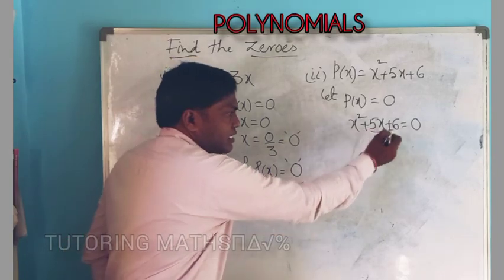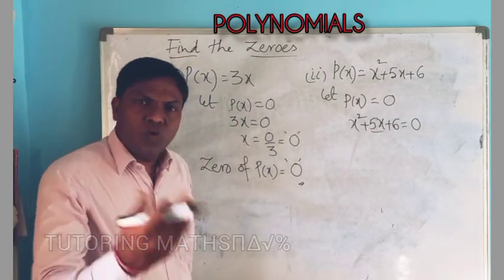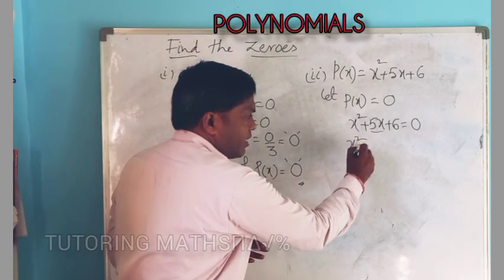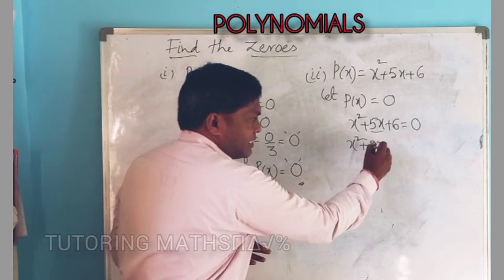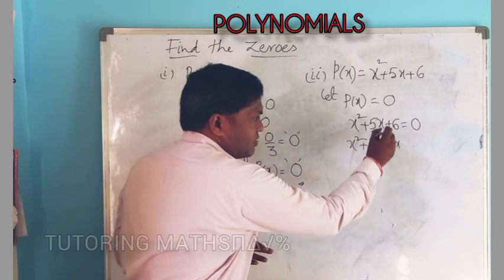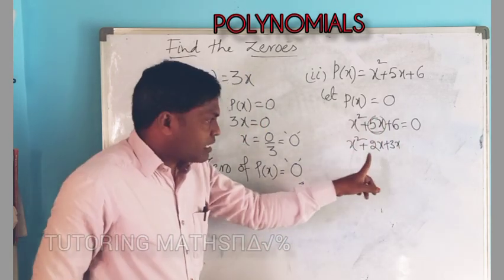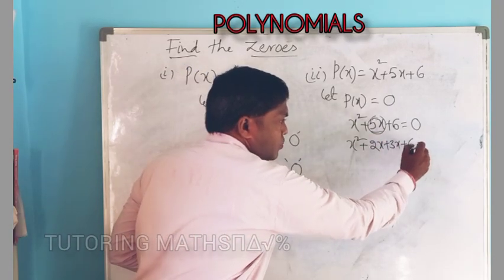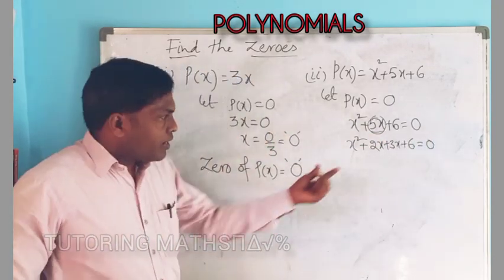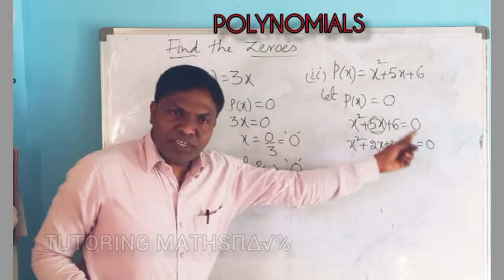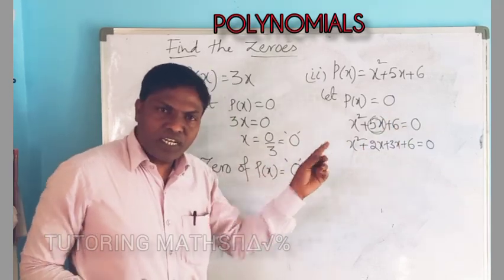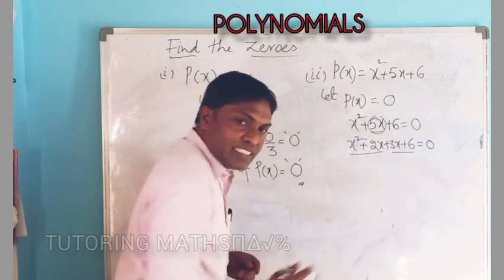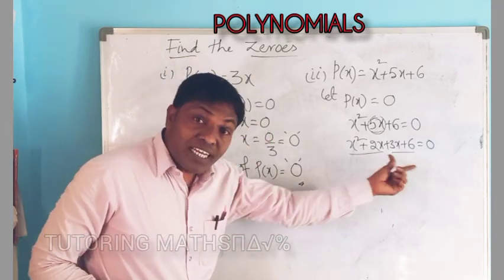Here the middle term is 5x. You know the middle term splitting method. Then x square, that 5x can be written as the sum of 2x and 3x, since 2 plus 3 is 5, that is equal to 0. Now the whole LHS expression should be divided into two parts, the first part and the second part. Now observe the first and second parts.